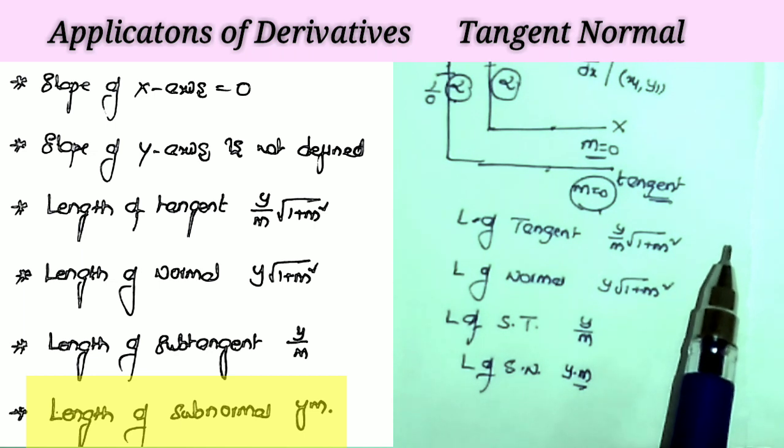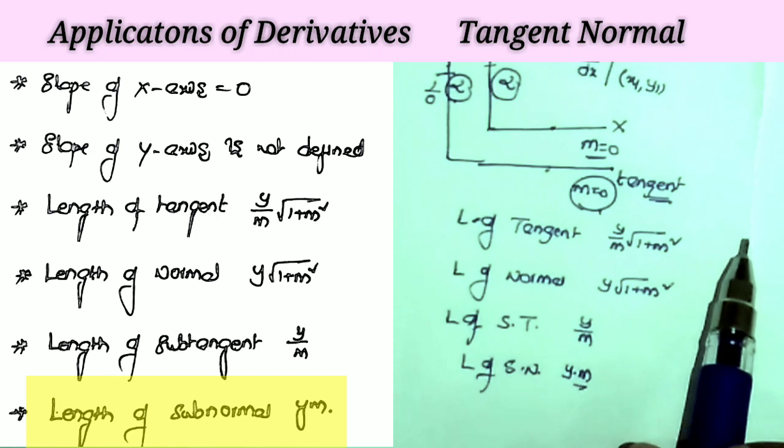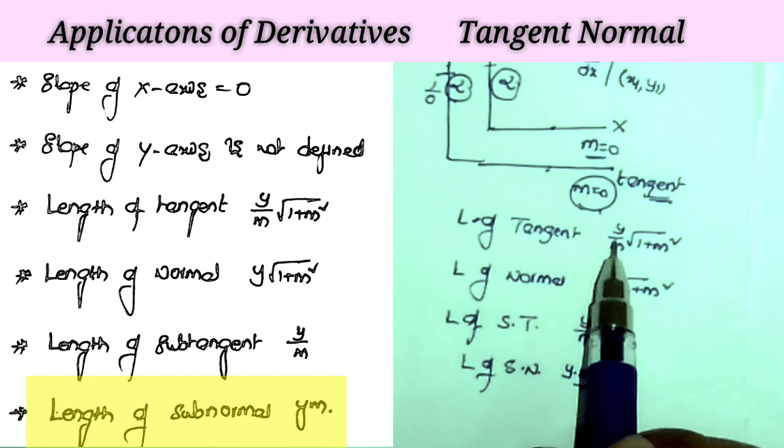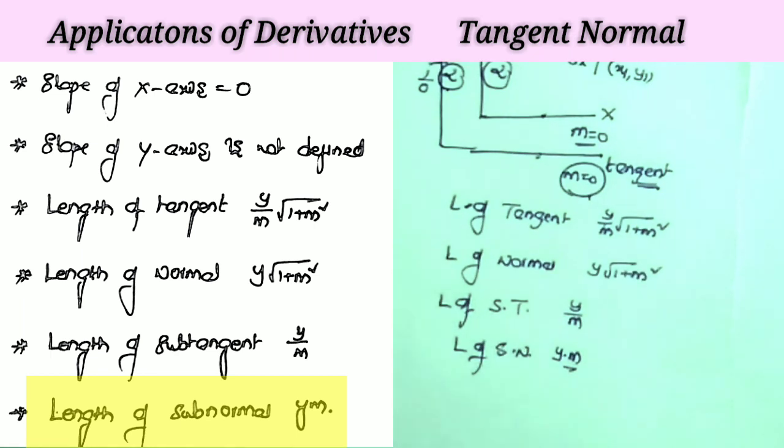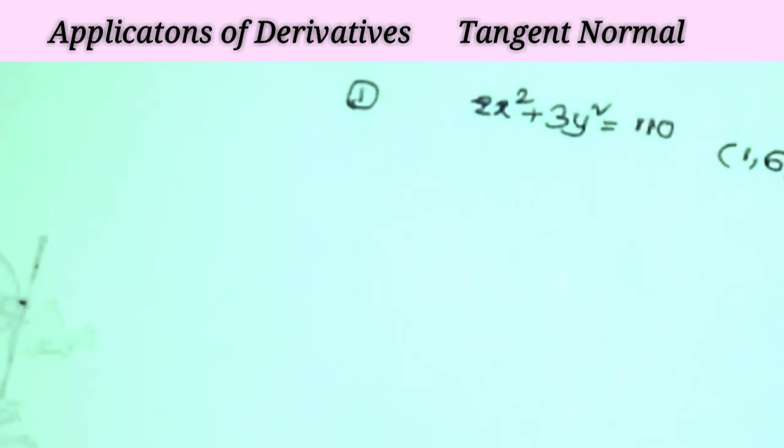In the question, one curve is given, one point is given. Now we have to find the derivative and, replacing that point in that equation, that is the slope value, and y is equal to the y coordinate in the given point. Okay, these are the formulas which are enough to solve the problems of the tangent and normal. Now let us start the problems.